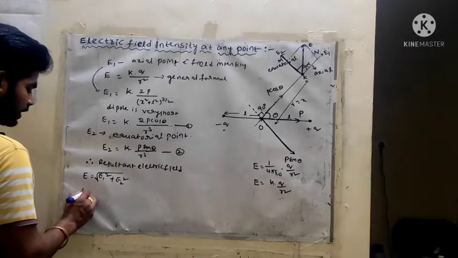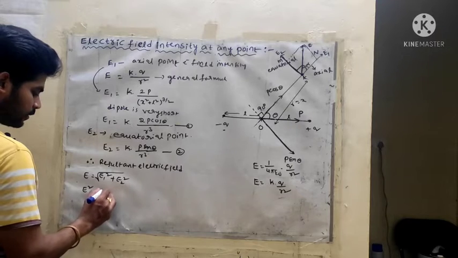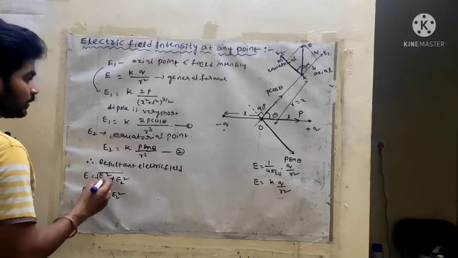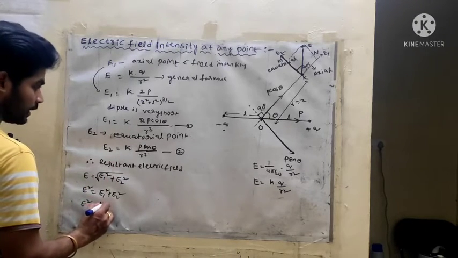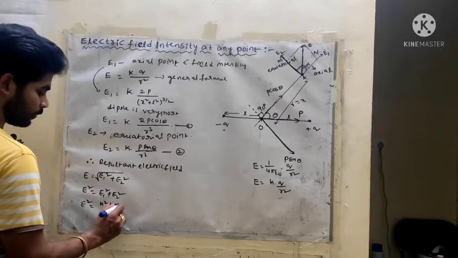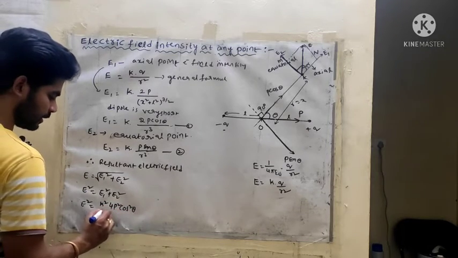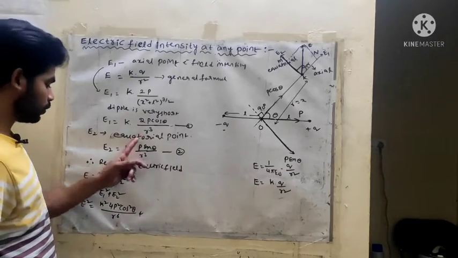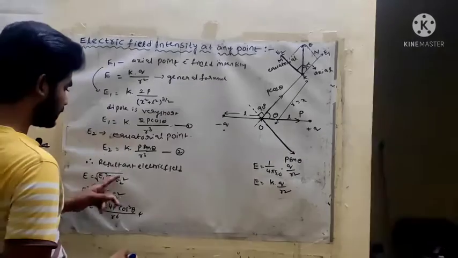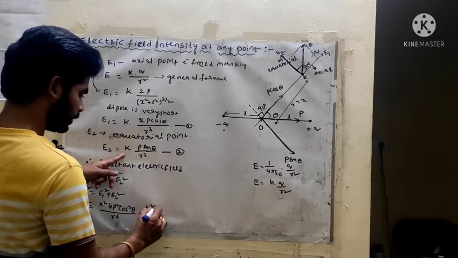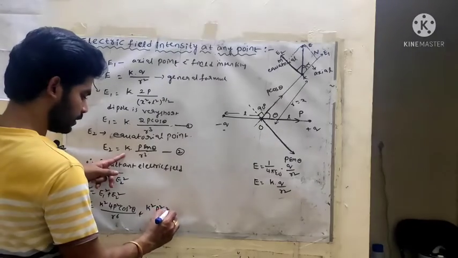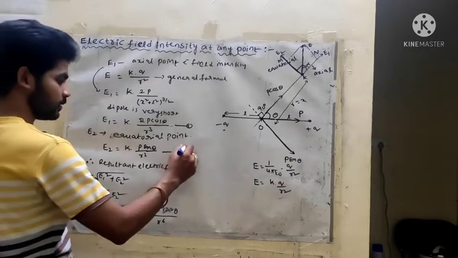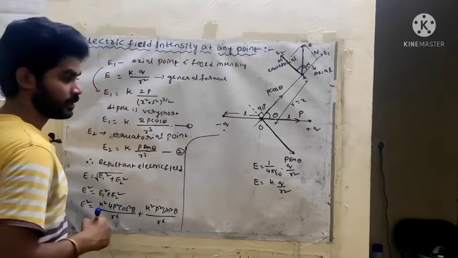Squaring on both sides, E square is equal to E1 square plus E2 square. E1 value is how much? So k square into 4p square cos square theta by r power 6, since r cube whole square means r power 6, plus E2 square, this one, k square p square sin square theta by r power 6.